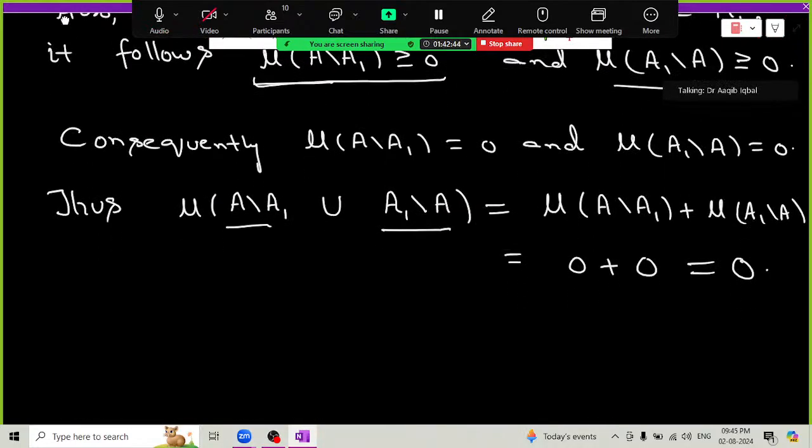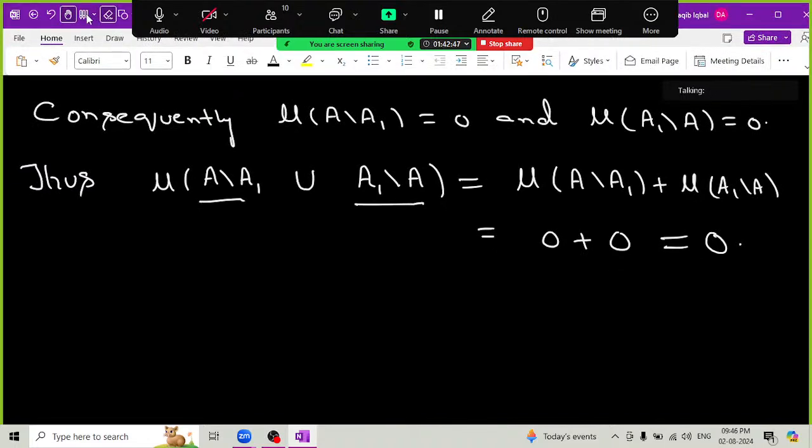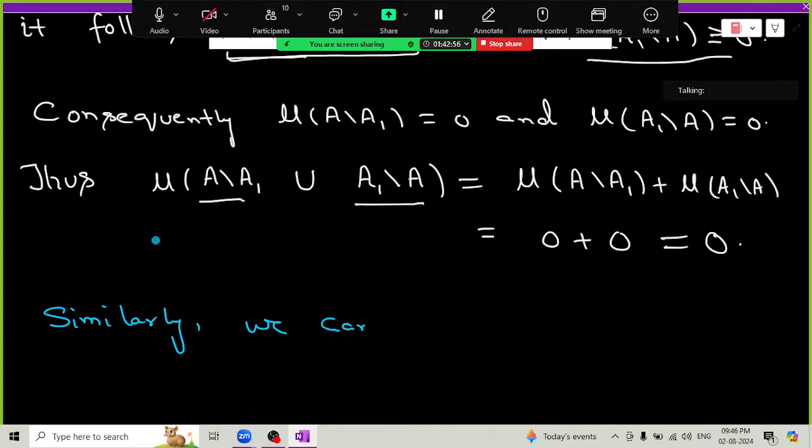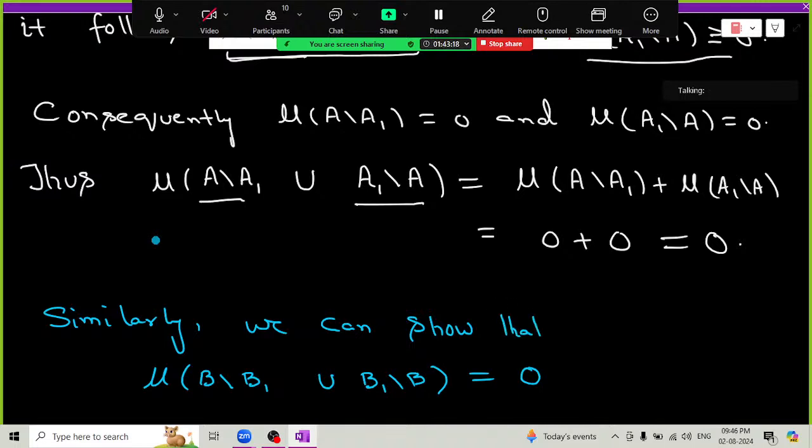So now we are not going through the details, मैं simply ऐसे लिखूंगा. Similarly we can show mu of b minus b1 union b1 minus b is equal to 0. ठीक है.